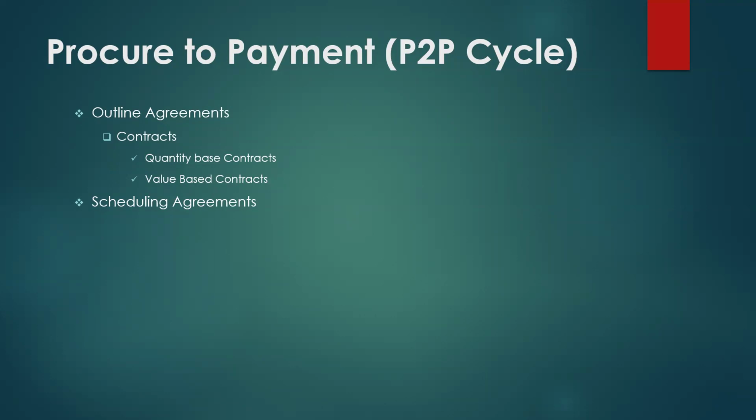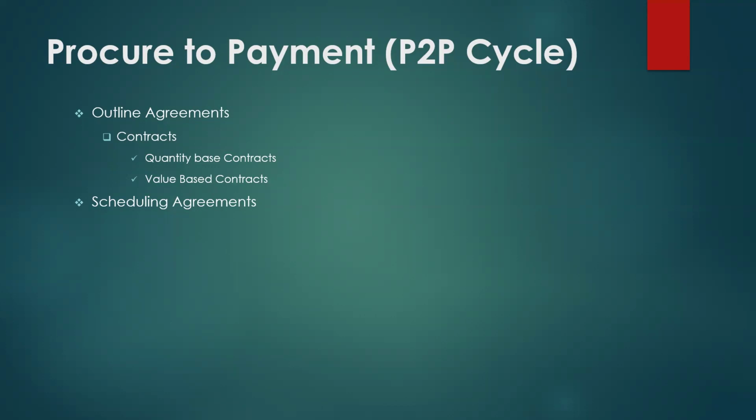Similarly, for value based contracts, it is a total value, like 200,000 rupees, or 2 lakhs or 10 lakhs rupees. If it is a value based contract of 10 lakhs rupees, then the vendor should supply the material within the 10 lakhs rupees.